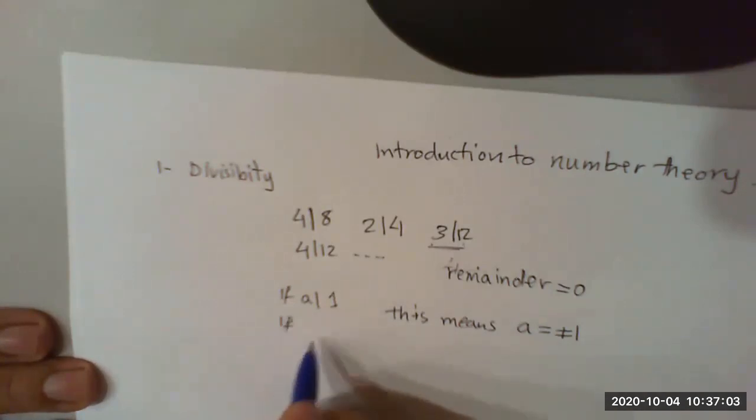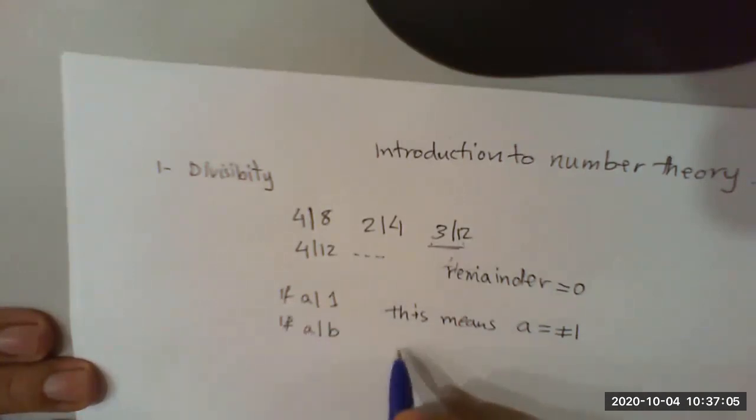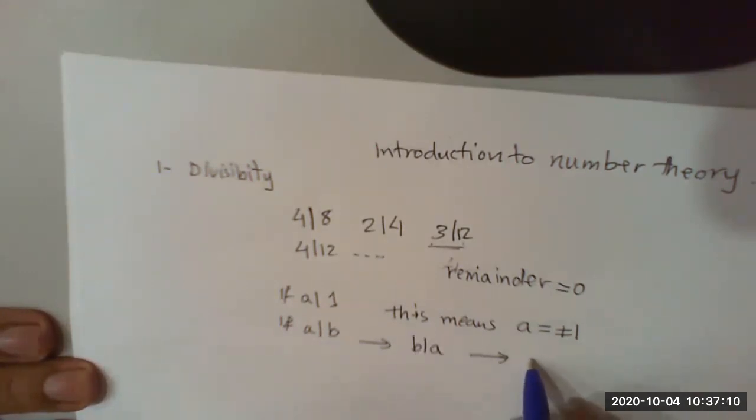And also, if A divides B and B divides A, there is no way unless A equals B, or plus or minus B. I will not care about minus too much. I just care about positive numbers, so don't worry about how to calculate for negatives. So if A divides B and B divides A, this means A equals plus or minus B.